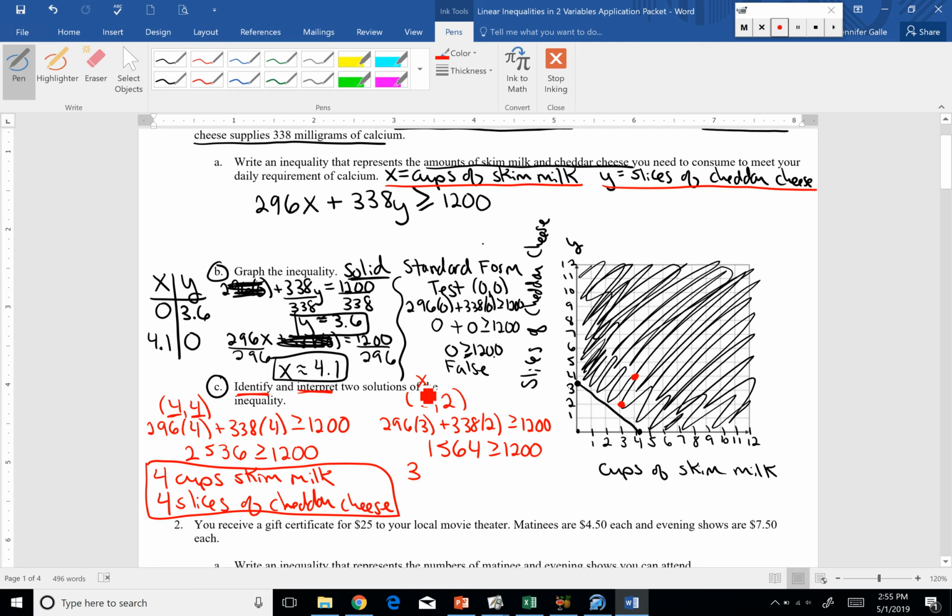Now I have to interpret though. I picked out an ordered pair in the shaded space. I checked to make sure it was a solution, and now I have to interpret it, aka I have to label what it means. The 3 is my x. If I need to go back up above to letter A, I do, and I see that x is cups of skim milk. And then my 2 is my y. So again, if I need to, this is why we label our variables. It's why we label our axes. What do our numbers mean? And we got 2 slices, cheddar cheese.